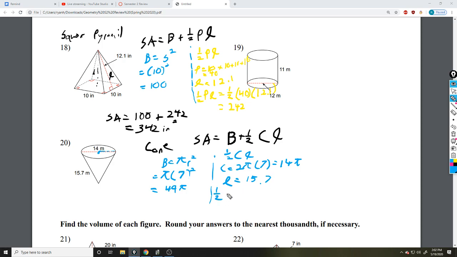So 1/2 the circumference times our slant height should be 1/2, our circumference is 14 pi, and then our slant height is 15.7. And we'll get 109.9 pi.